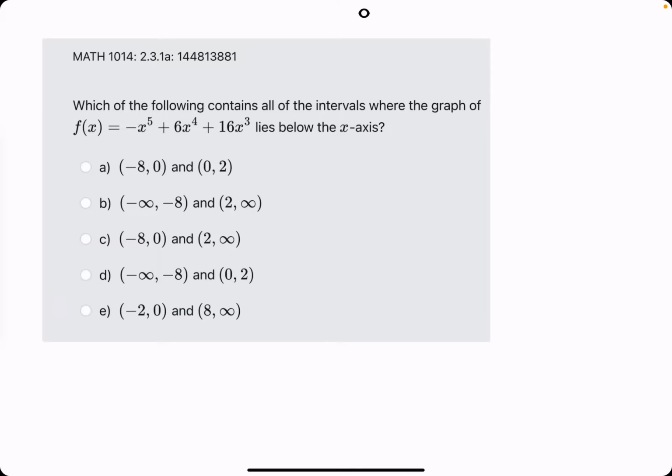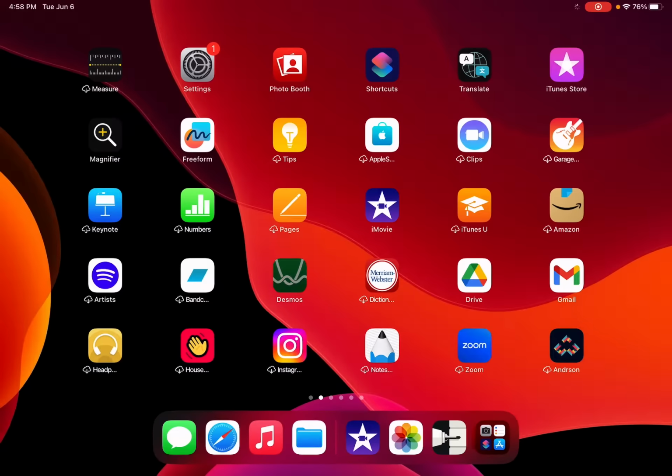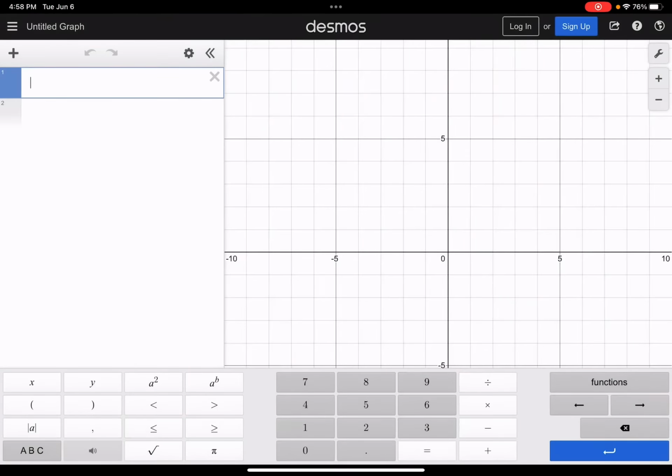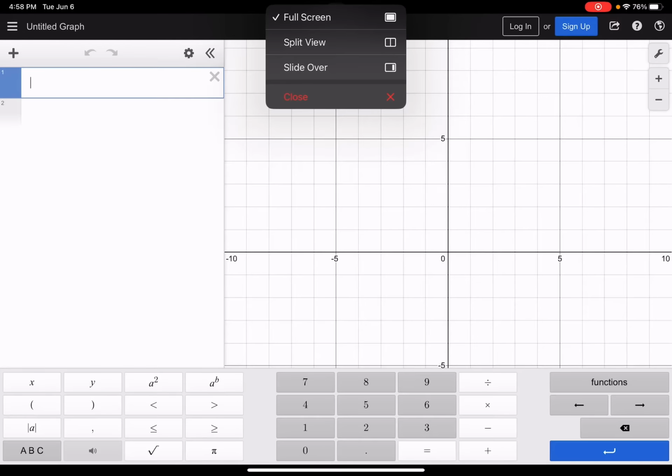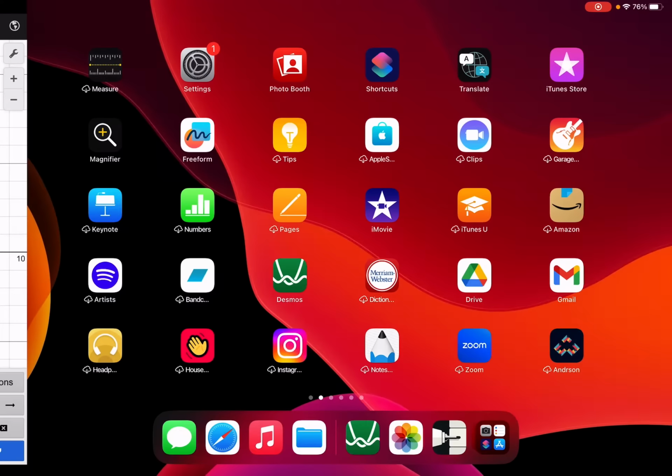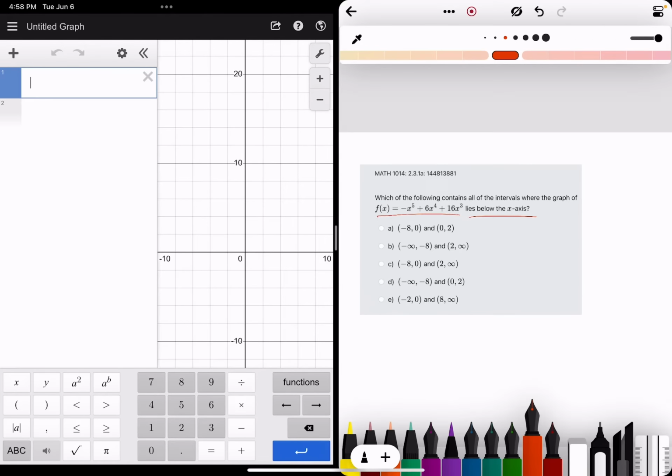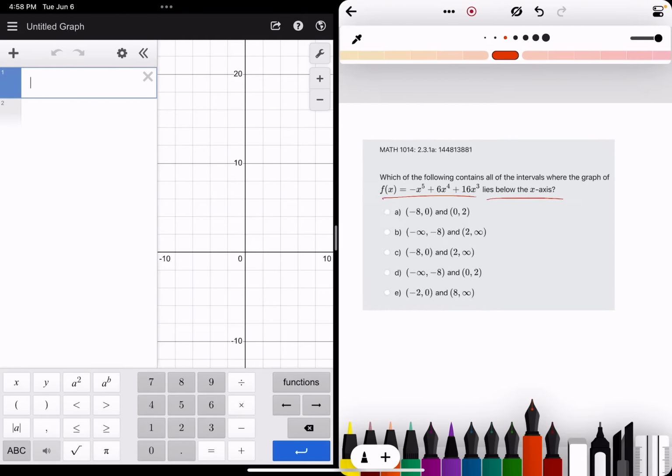Okay. In this problem, they ask which of the following contains all of the intervals where the graph of this function lies below the x-axis. If you are capable of graphing this in Desmos, at least for a quiz situation, then that would be what I would recommend. If you are not, then we'll talk about the super fun long process to go about that.